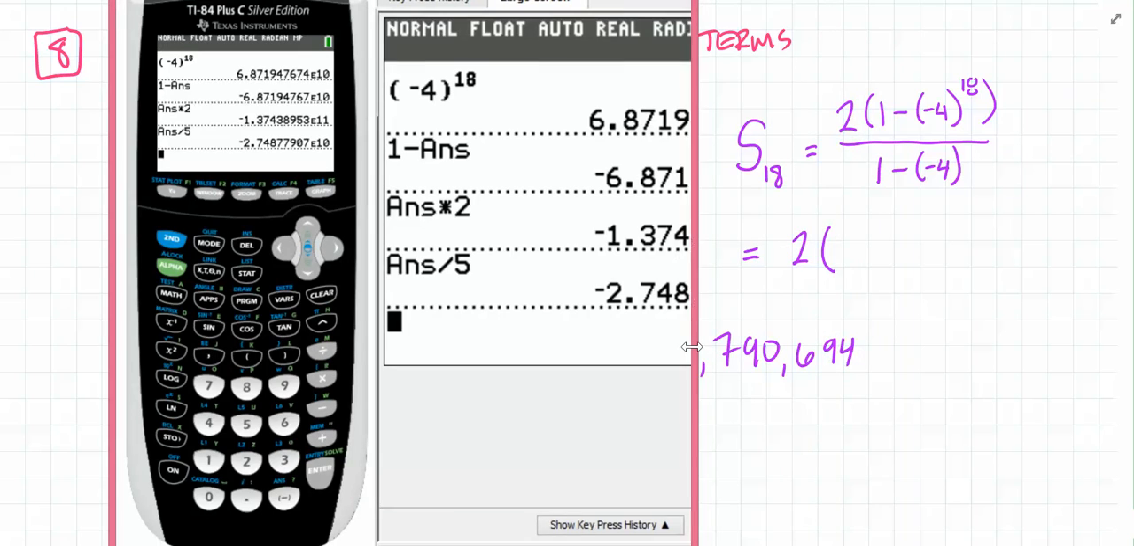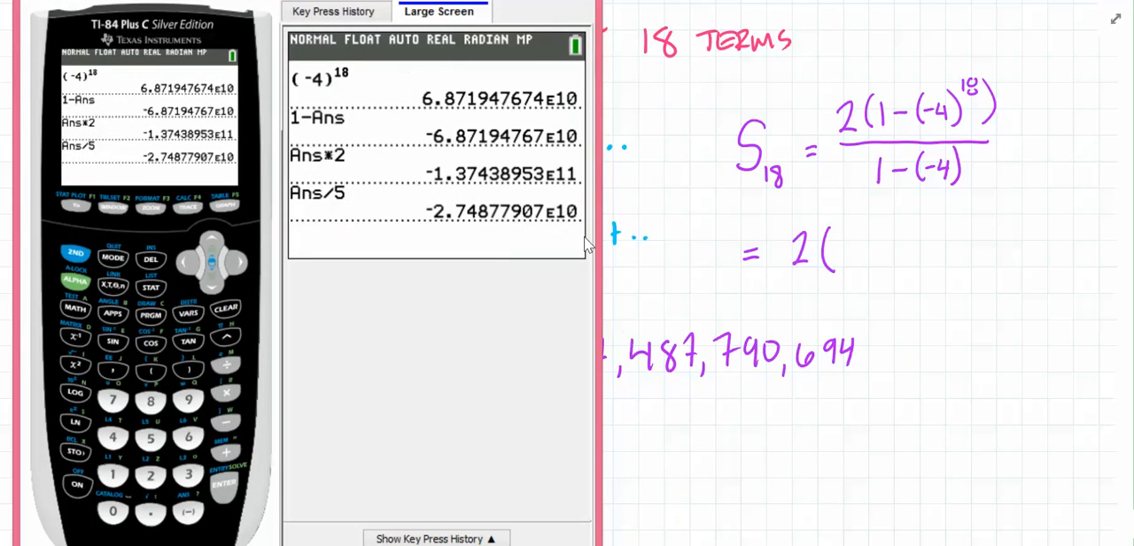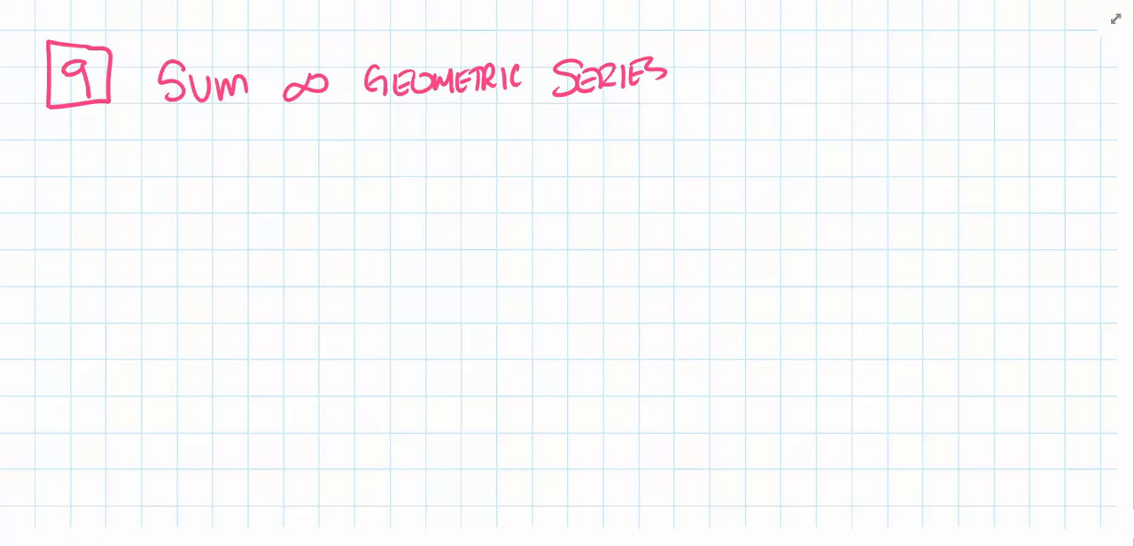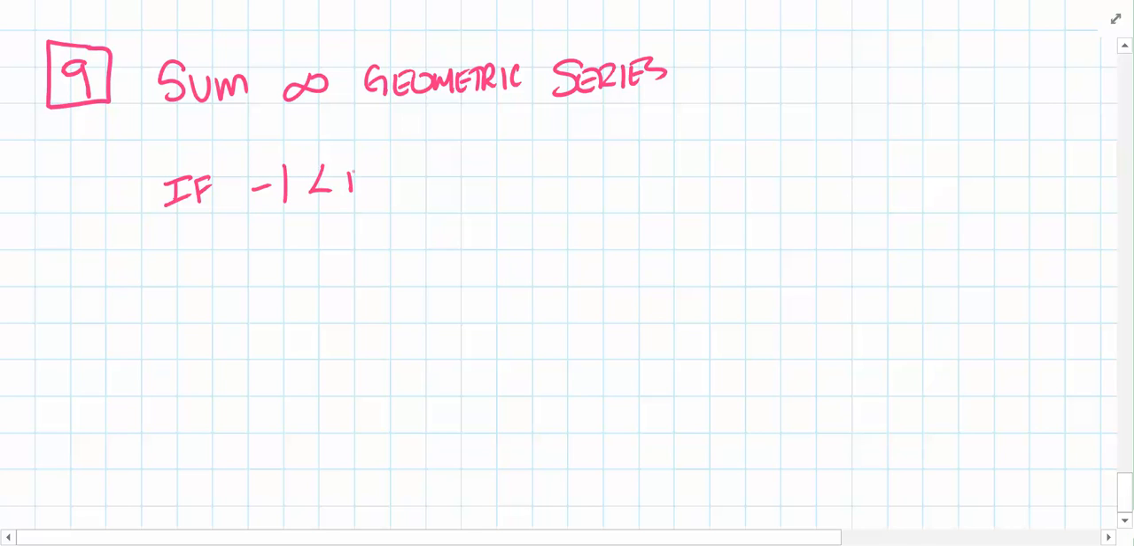All right, these last 2 boxes are kind of abstract, and that's okay. So here's the deal. If your R value, your ratio, is trapped between -1 and 1, so that means your ratio is some kind of a fraction between -1 and 1, like 1/2 or -1/3 or something like that, then we can actually figure out a sum to infinity, which is a weird thing to think about.